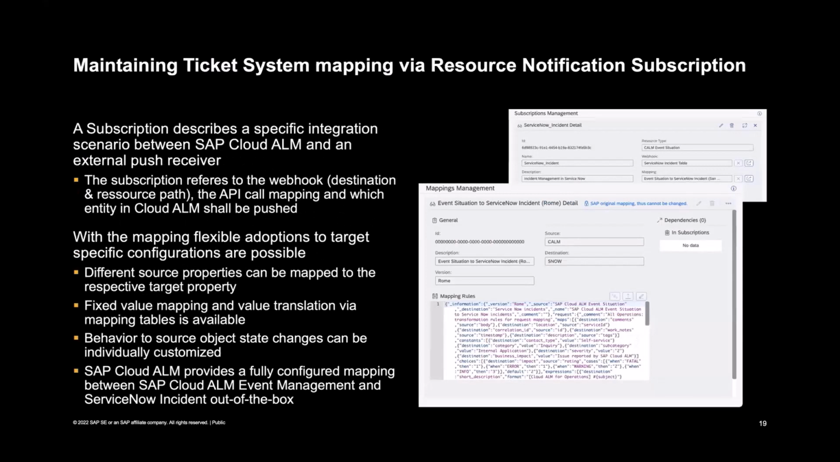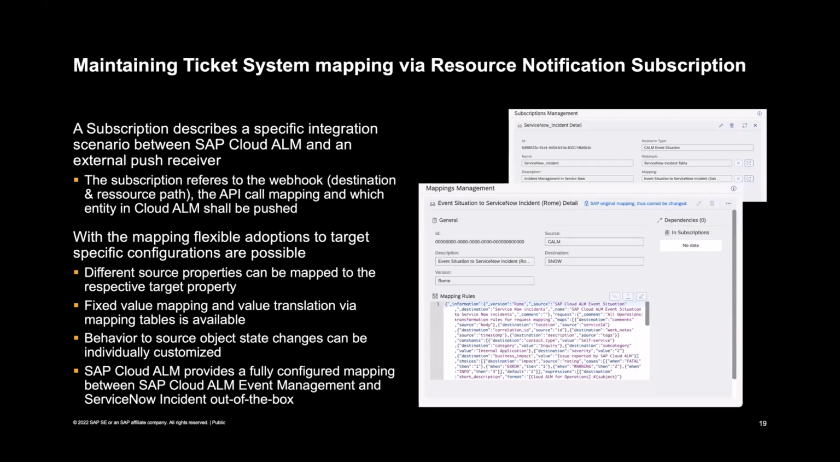The complete API mapping between our standard definition of the API structure for events and the API structure from the ticket system is managed in so-called resource notification subscriptions. Such a resource notification is, in the end, a one-to-one mapping between the fields which are part of the inbound of our API definition and the respective fields of the target API definition.